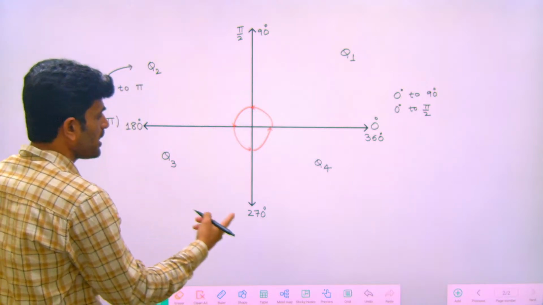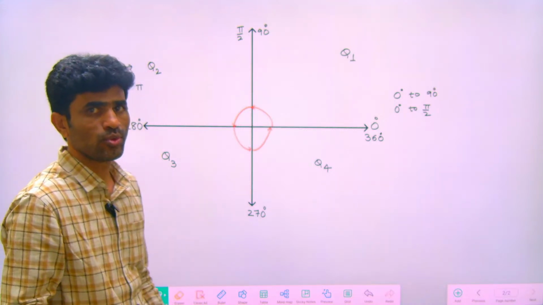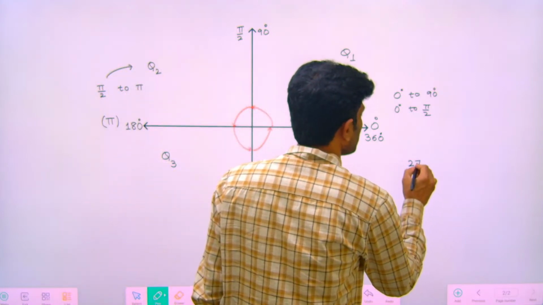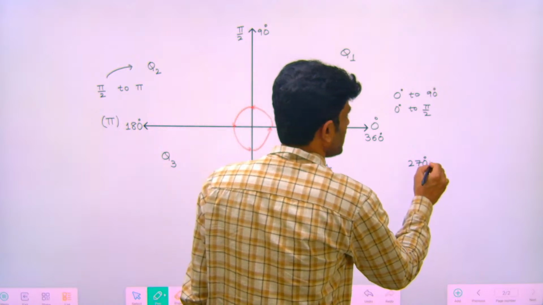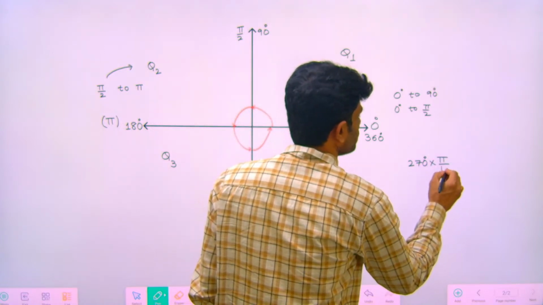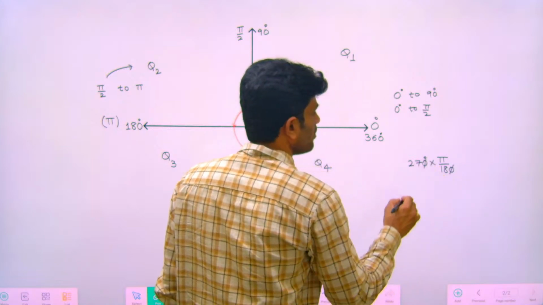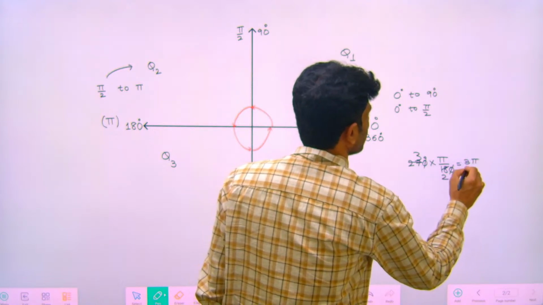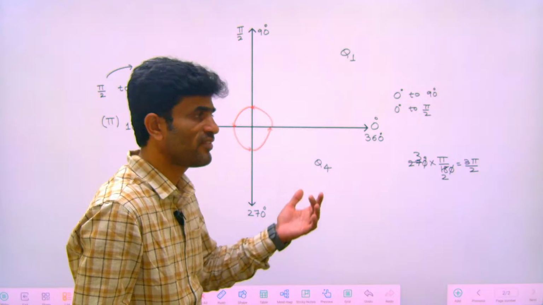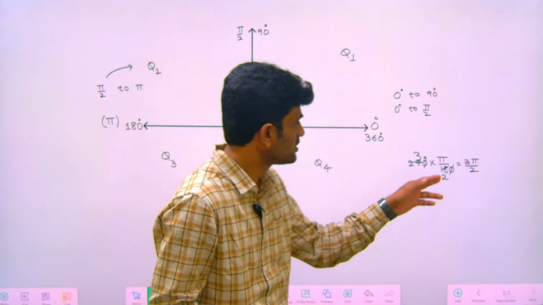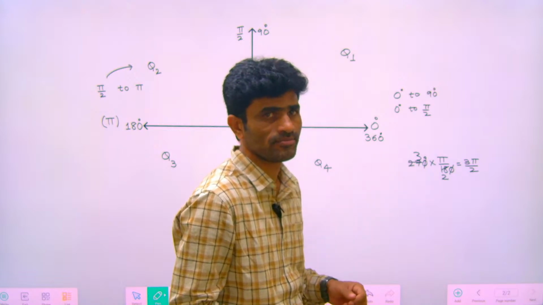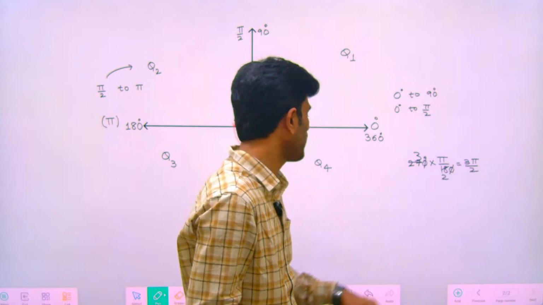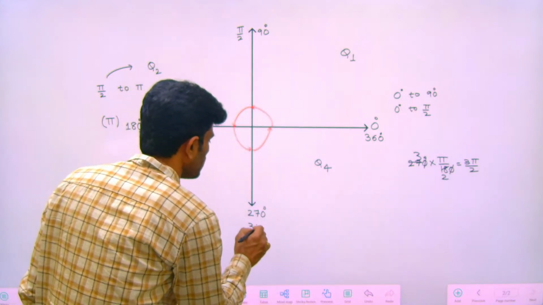Now this is pi, but what about 270 degrees? How do we express 270 degrees in radians? When you want to express any angle from degrees to radians, you just multiply that angle by pi by 180. So 270 into pi by 180: 9 threes are 27, 9 twos are 18, so it is 3 pi by 2. So 270 degrees is 3 pi by 2.